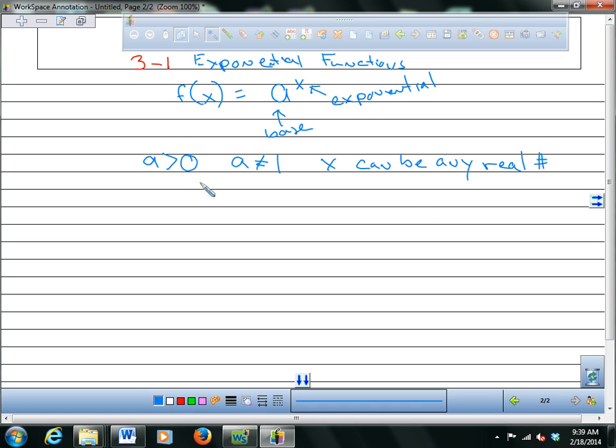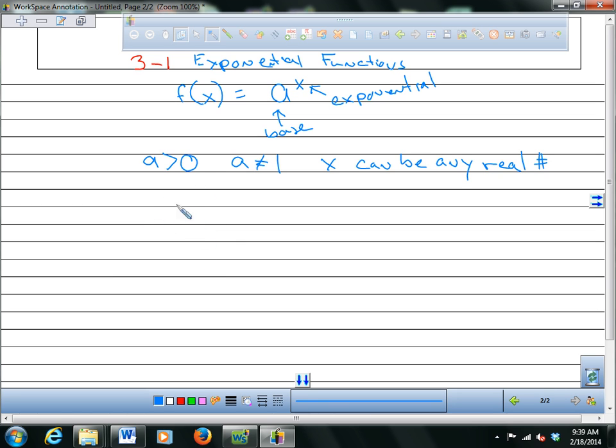Why can't a be 1? What would it look like if a were 1? It'd just be 1 to the 2, 1 to the 3, 1 to the 4. So what would that look like? It'd just be a horizontal line, y equals 1. So that's why it would just be a linear function. So a can't be 1, x can be any real number, and a has to be bigger than 0.